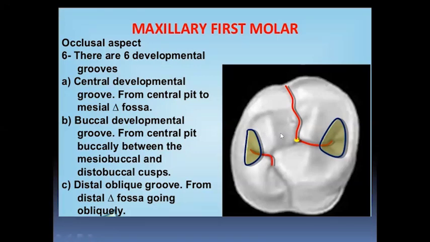Distal oblique groove. This is the distal oblique groove, going from the distal triangular fossa obliquely. This is the distal oblique groove. This is the central groove. This is the buccal developmental groove. This is the distal oblique groove.